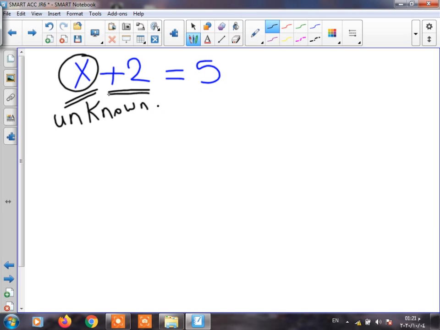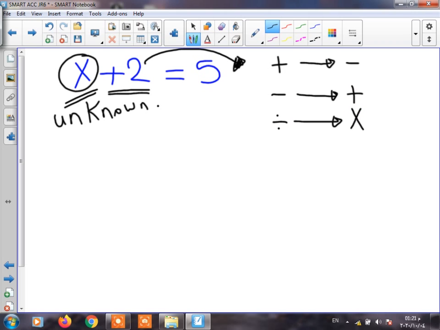What is the number beside x? The number beside x is 2. So I move 2 to the other side, with a different sign. If I have plus 2, it will go out by minus. If I have minus 2, it will go out plus. If I have divided, I change it to times. If I have multiplying, it will be divided. So I have here plus 2. I move 2 out to the other side with a different sign. So x will be equal to 5, and plus 2 becomes minus 2.